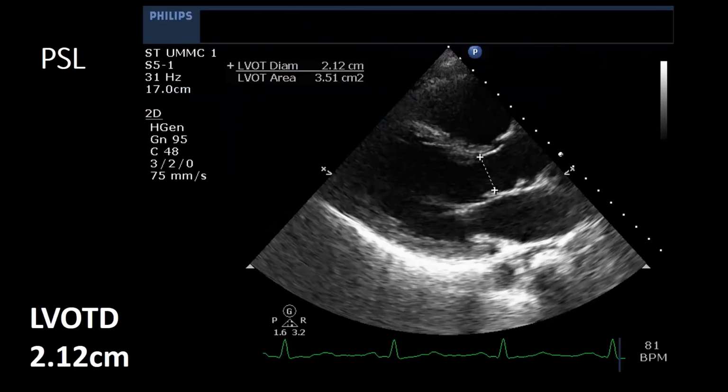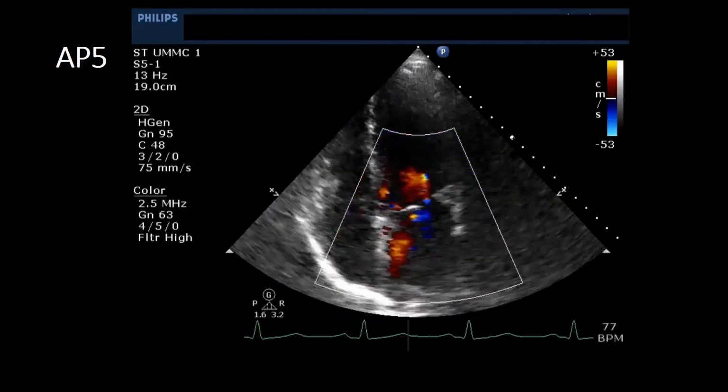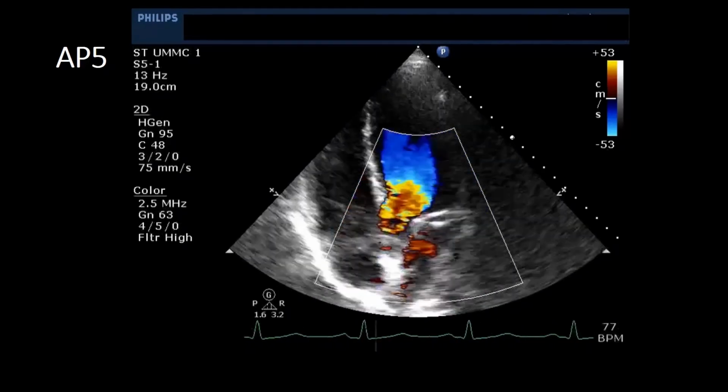So again, this is our parasternal long axis. We're measuring our LVOTD, which is 2.12 centimeters in this case. I like to have a sense of the patient's BSA before I measure that, so I sort of understand what their LVOTD is most likely to be. Look at that color. I know. This is why I like this measurement.